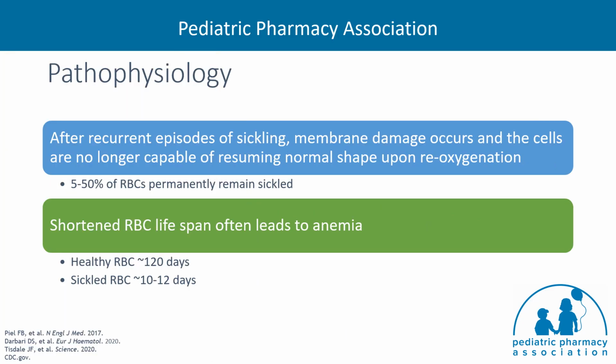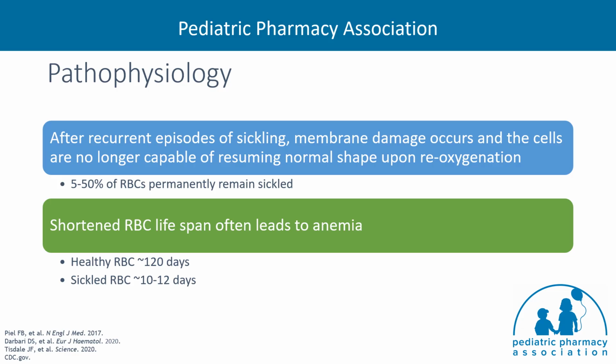After recurrent episodes of sickling, we will start to see membrane damage, and the cells are no longer capable of resuming normal shape upon reoxygenation. So approximately 5 to 50% of red blood cells can remain permanently sickled. This is ultimately going to lead to a shortened red blood cell lifespan, which can of course lead to anemia.